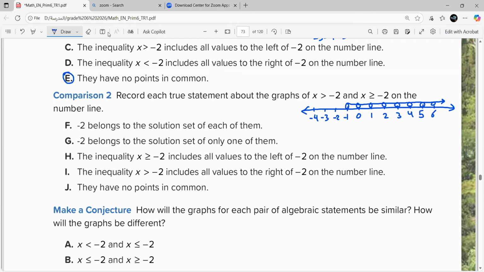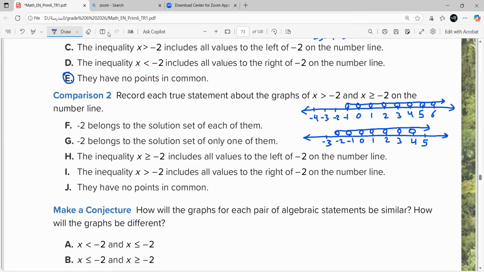What about x greater than or equal to negative 2? So we will start from 0, negative 1, negative 2, negative 3, 1, 2, 3, 4, 5, and so on. So we will start at negative 2. Negative 2 is included in the solution set, and we move also to the right because it is bigger than. Okay, we will move to the right side like this.